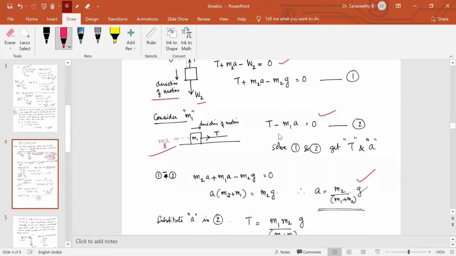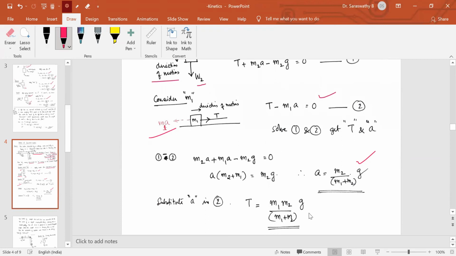Once you get the acceleration, substitute in this equation: T is equal to M1 times A. So M1 times this, or M1 M2 G by (M1 plus M2). Need not learn the formulas by heart. By applying from the first principles, applying the rule, apply inertia force opposite to direction of motion, and considering each mass separately, you can arrive at the answers of tension as well as acceleration in the system.